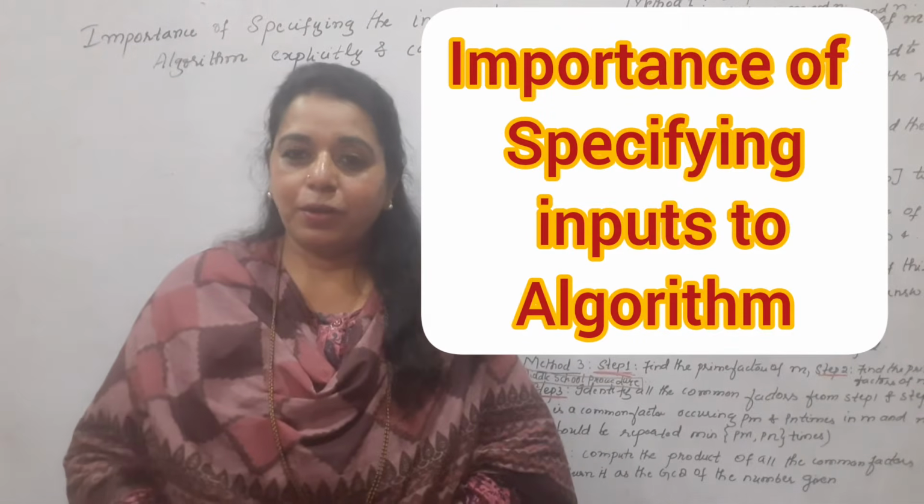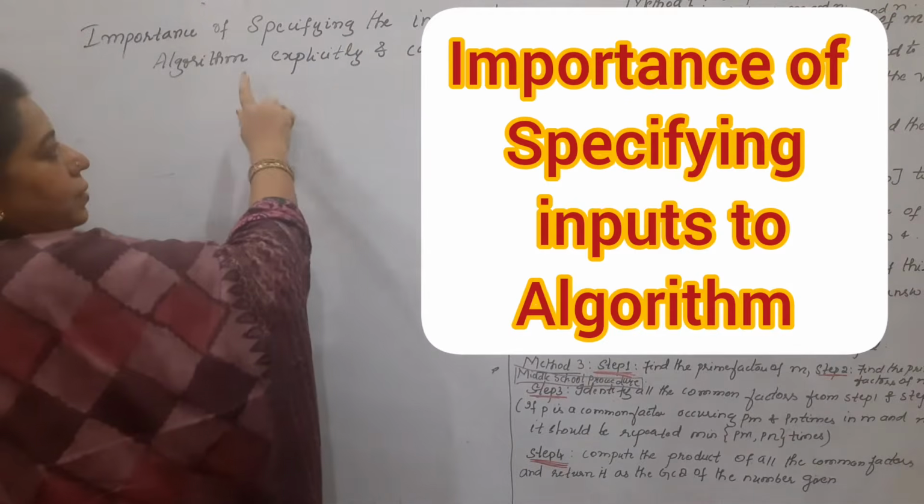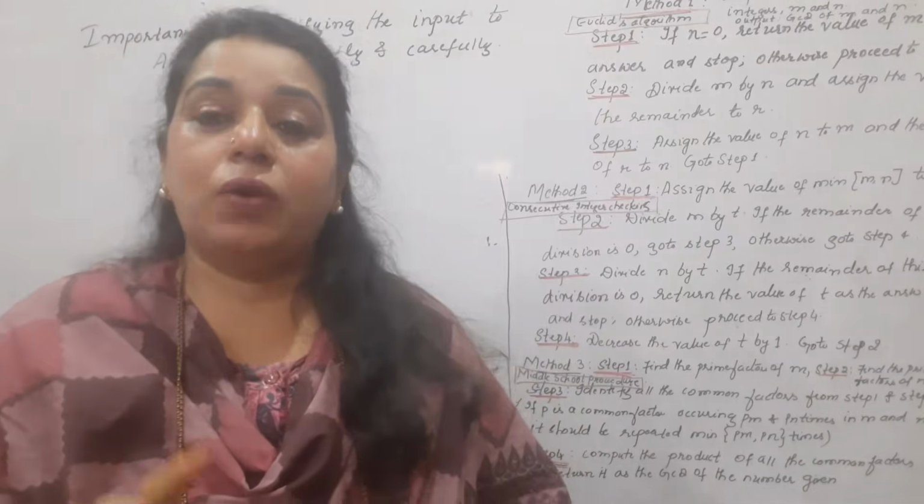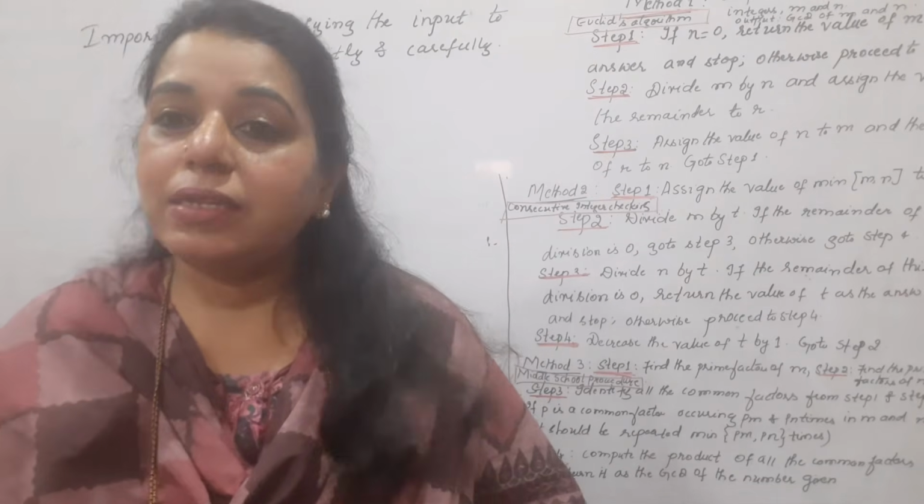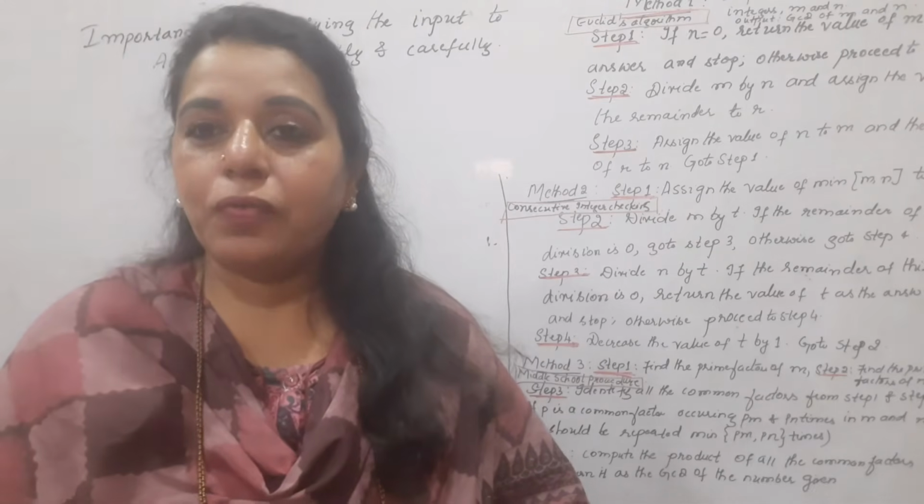In this session, I shall tell you the importance of specifying the input to algorithms explicitly and carefully. So in order to understand this topic, the author has given one particular problem, and the problem name is finding the GCD of two numbers. You people are quite familiar with how to find the GCD of two numbers.